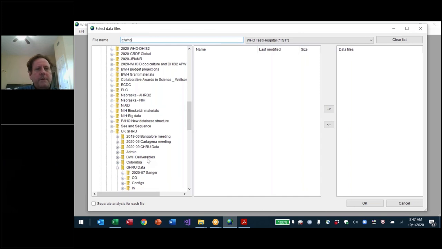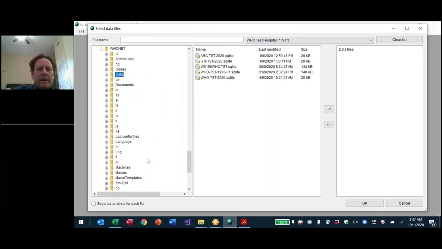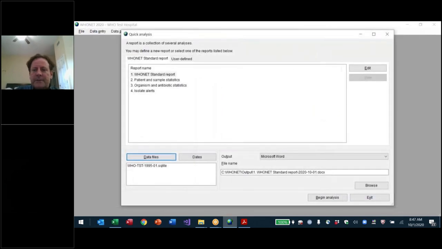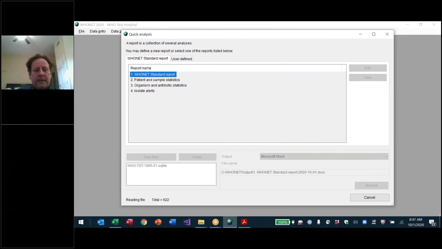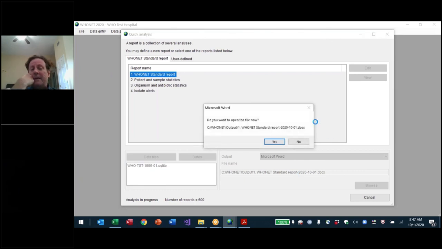I'm in the wrong folder. Let me change folders. And WHO test database, okay. So I'll just show you how far we've gotten. I'm going to say export this to Word. Analysis one, analysis two, analysis three. Since we started having our conversation in May, this part of WHONET is much faster. And we've made a lot of improvements over the summer, especially for some of these descriptive analyses. So now the slow part is actually just making the Word document.